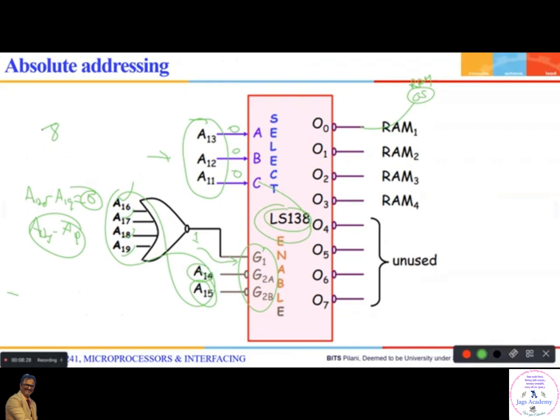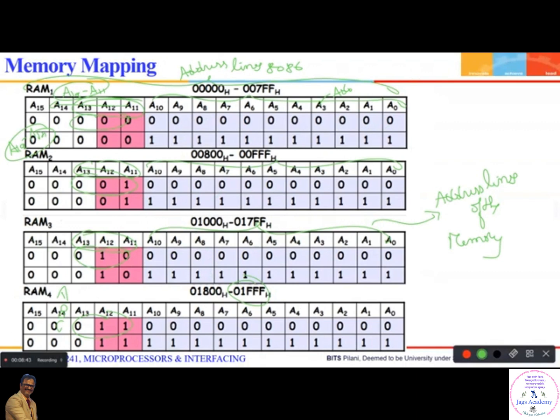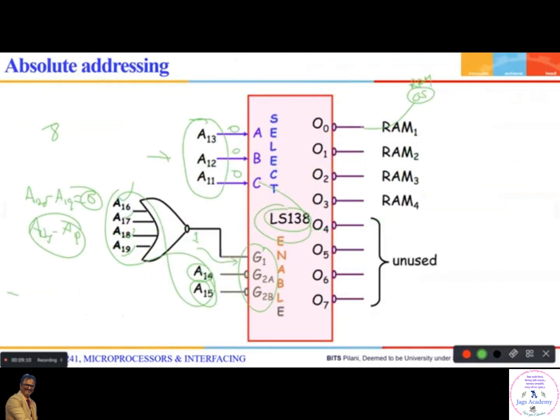Okay. Now let us generate some address. Tell me which address I should generate. Your address has to be in this range, 0000 to 07FF. So which address do you want? 006F, right? Okay, 006F. Which RAM is it supposed to be? RAM 1, right? Now let us see from this circuit whether this address is going to generate this or not.